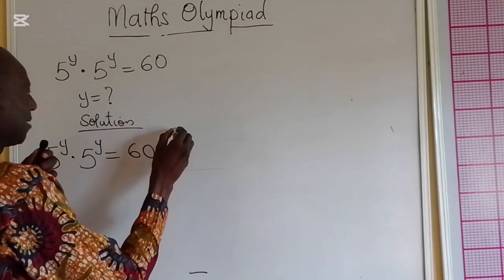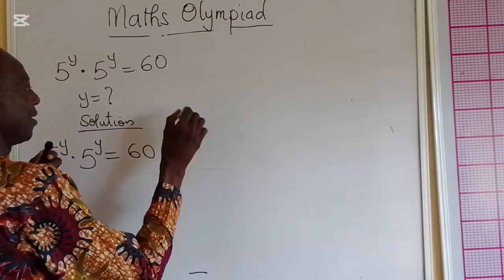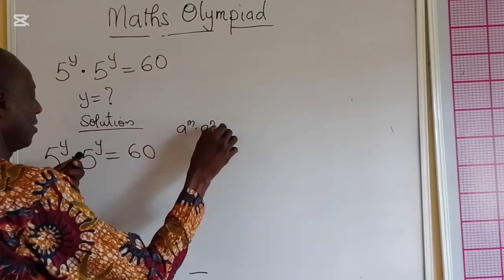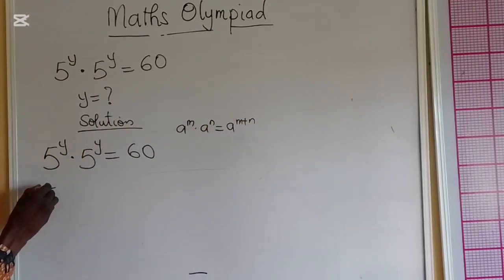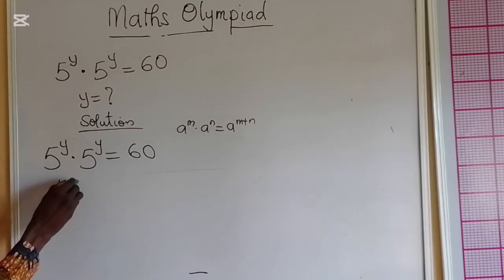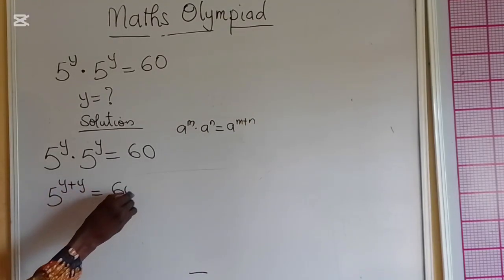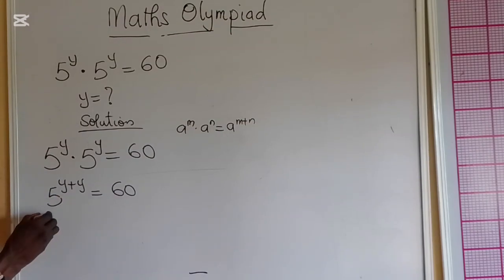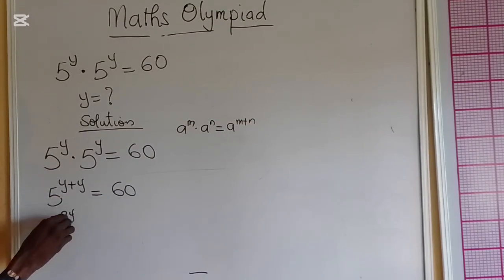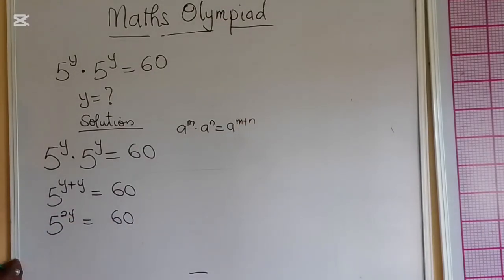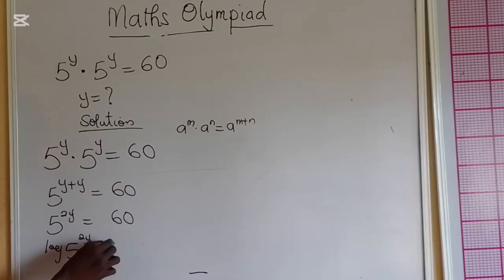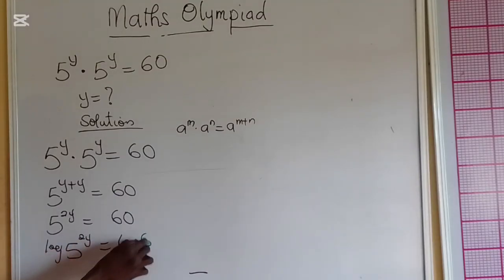And I said it before, a raised to the power m times a raised to the power n is a raised to the power m plus n. So we have to apply it here. So here is 5 raised to the power y plus y is equal to 60. And what is y plus y? Is 5 raised to the power 2y is equal to 60. So let's take the log of both sides. So log 5 raised to the power 2y is equal to log 60.